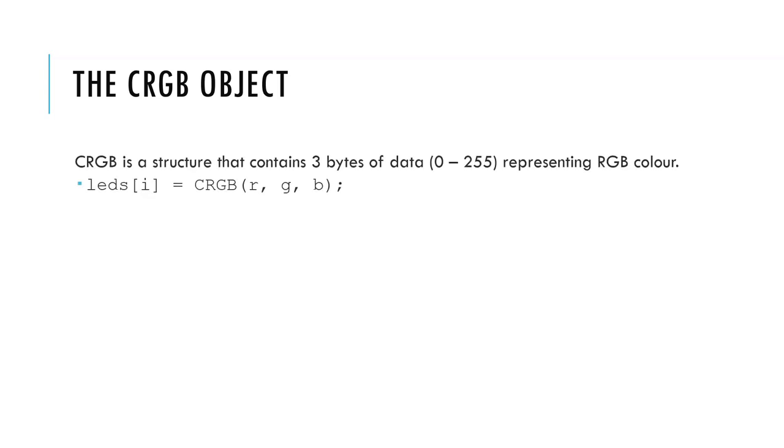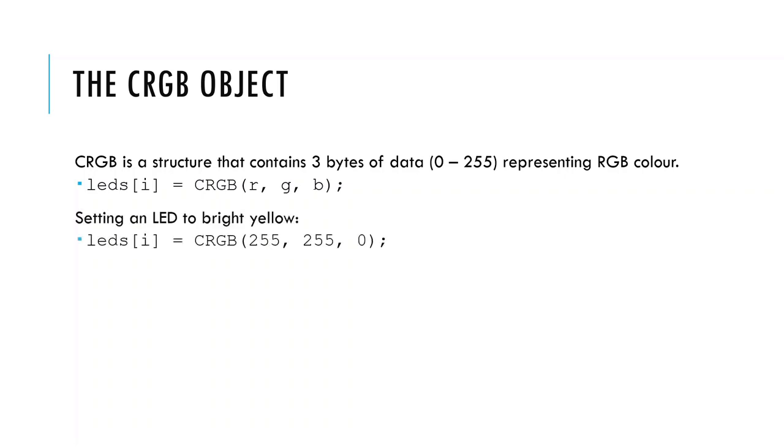So how do we do this in FastLED? The CRGB object is a structure that represents a colour in RGB colour space, and it contains 3 bytes of data, 1 byte, that's 0 to 255, representing red, green, and blue. So to set an LED to a bright yellow colour, for example, we could simply do leds[i], so whichever LED we're interested in, equals CRGB(255, 255, 0), because yellow is produced by having full brightness red, full brightness green, and no blue in there.